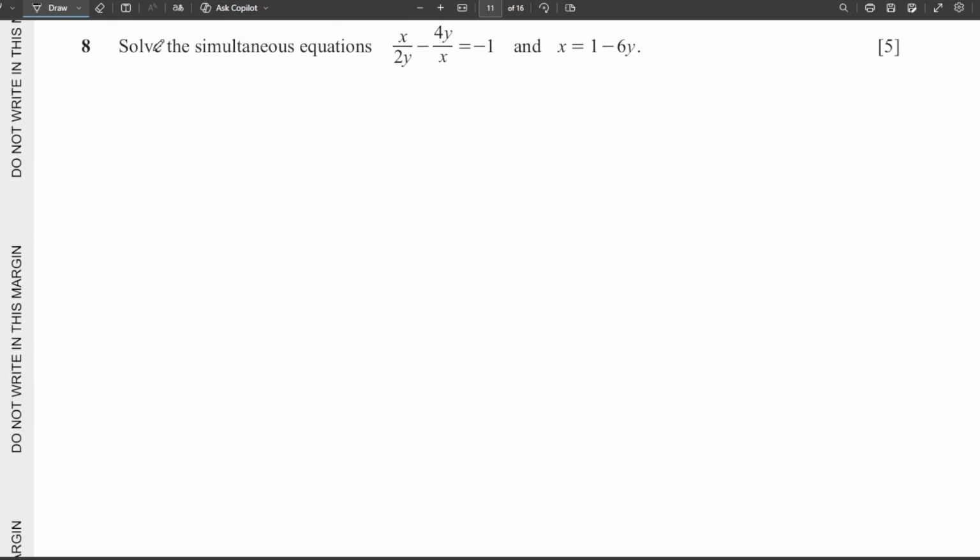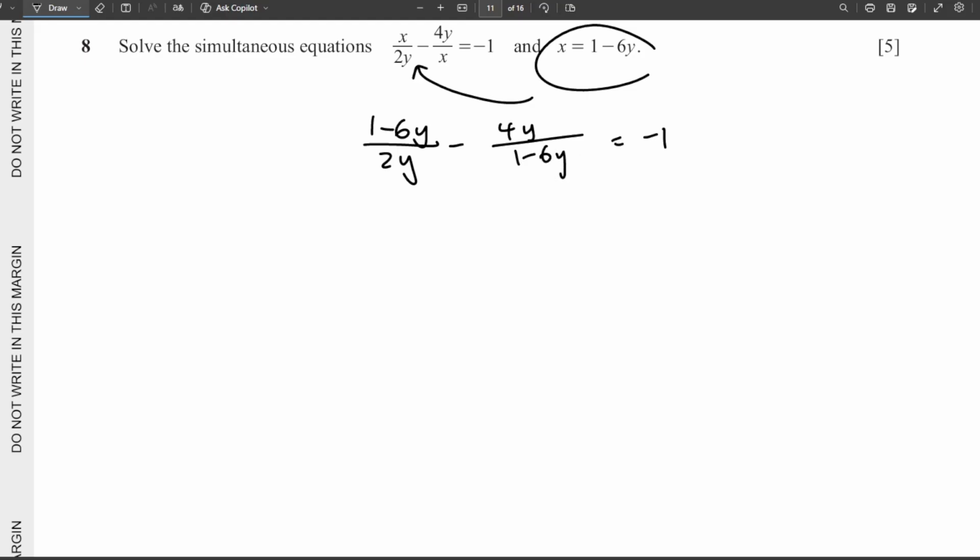Okay, solve the simultaneous equation. Okay, this pair of simultaneous equations. So some algebra. Since you already isolated x for us here, we'll just use this and substitute into x for this equation. So 1 minus 6y divided by 2y, minus 4y, times 1 minus 6y, equals negative 1. So all I've done here is replace the x with the expression that is given to us.